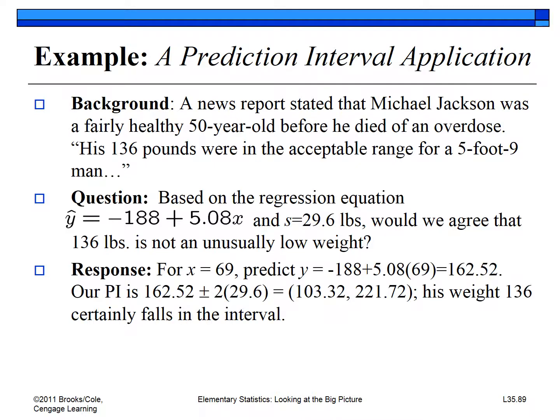Well, 5 feet 9 inches is 69 inches, so we can plug that in for x and get a predicted y value of 162.52. That's certainly well above 136. But let's look at the prediction interval, which takes into account the error. If we add and subtract 2 times the typical residual size, we actually get a prediction interval of 103.32 to 221.72. 136 is well inside this interval.